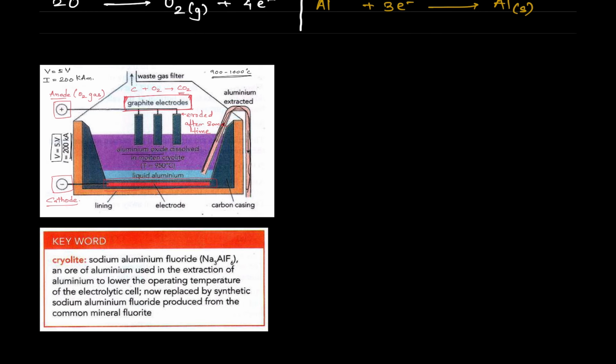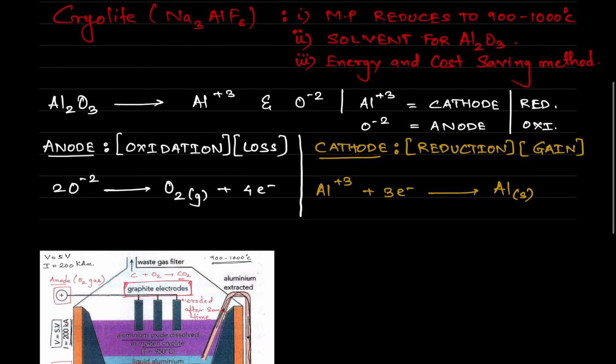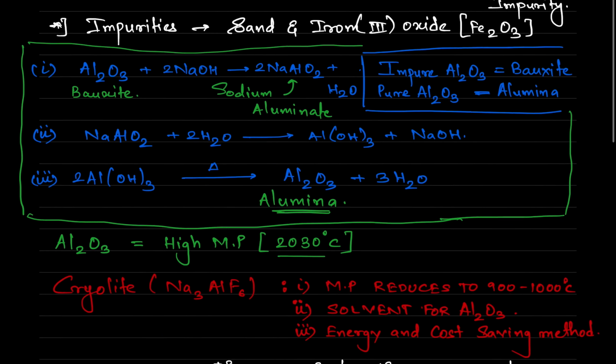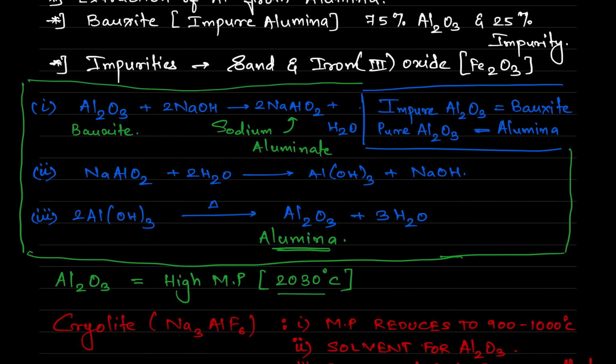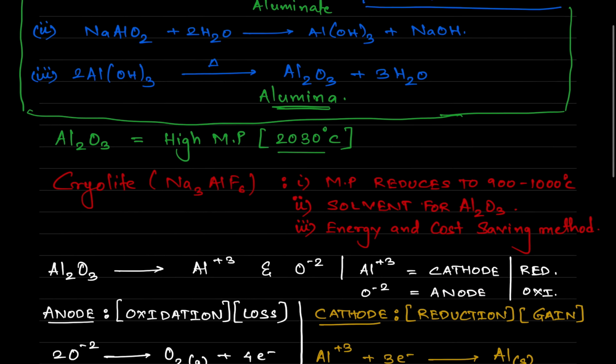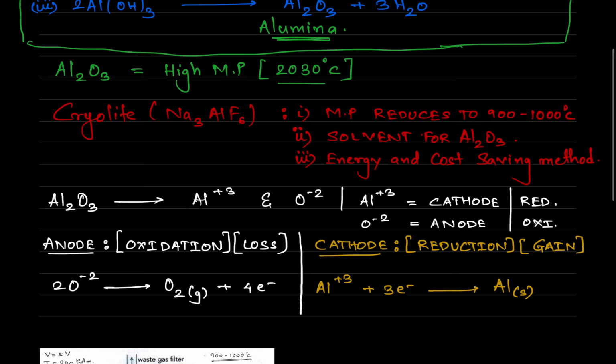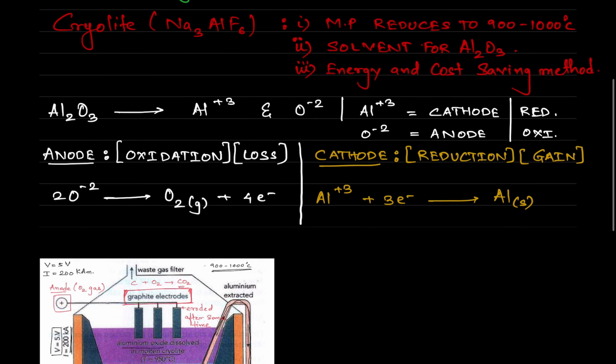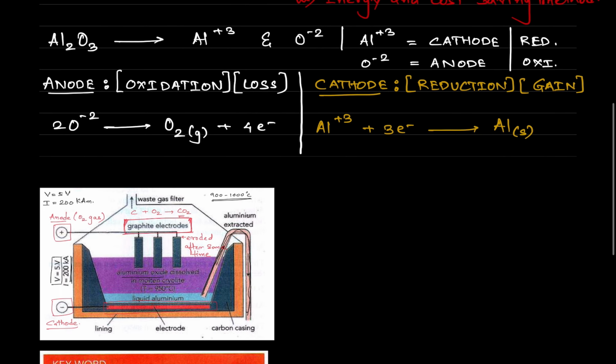I guess we have cleared all the major points that would come in the Hall-Héroult process. The first and foremost important point is what is the use of cryolite, the most important thing over here. Then they might ask you, what is pure alumina, what is impure alumina? So impure alumina is called bauxite, pure alumina is called alumina. Okay, then that's pretty much it.